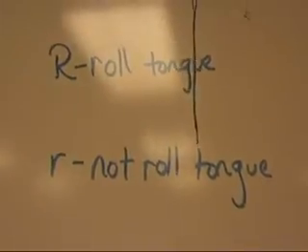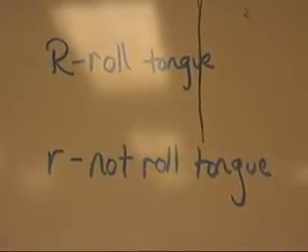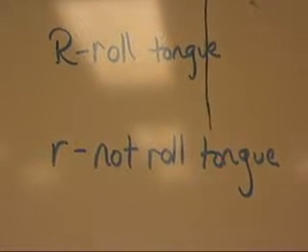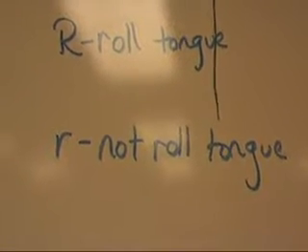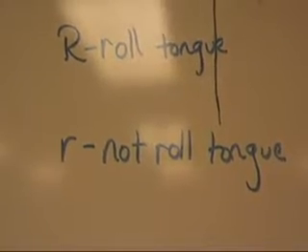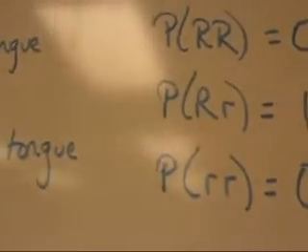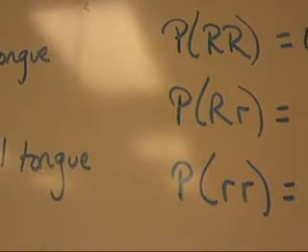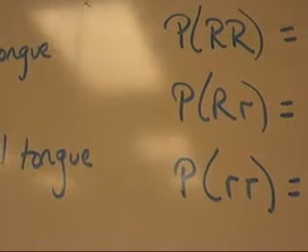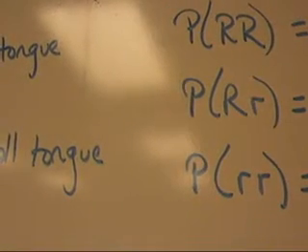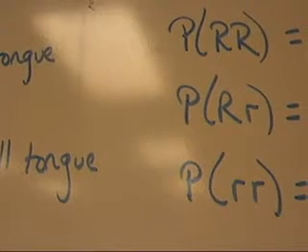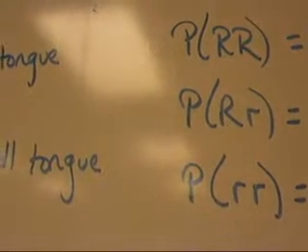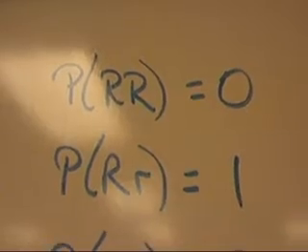In our textbook, capital R represents the ability to roll your tongue, lowercase r represents the ability to not roll your tongue. When we look at the genotypes, there are 3 possible probabilities. The probability of getting 2 capital alleles, the probability of getting 1 capital and 1 lowercase allele, and the probability of getting 2 lowercase alleles. Remember, 3 different genotypes are possible. Were there any capital R results? No. So the probability for getting that is 0.